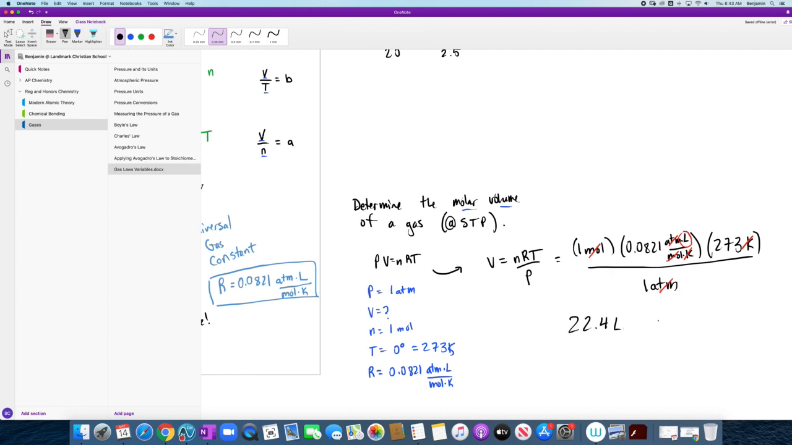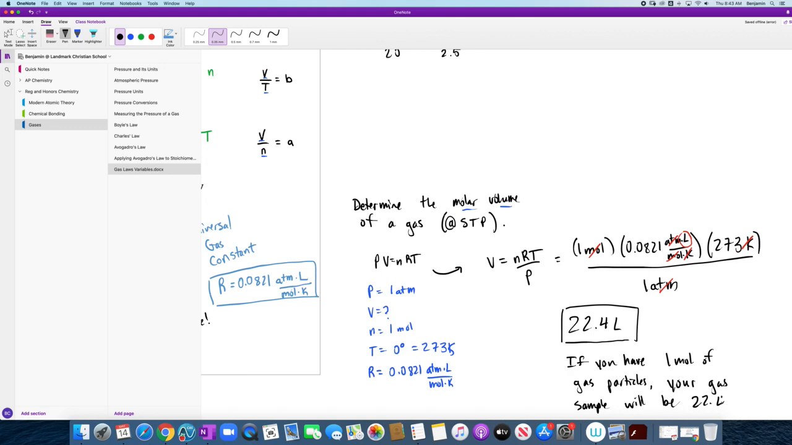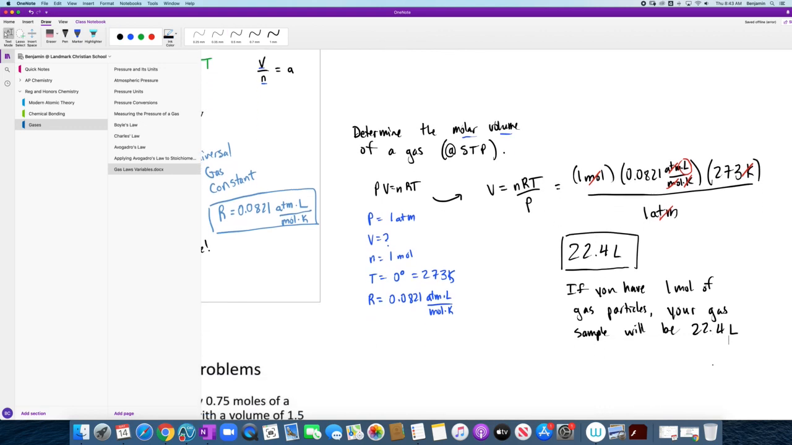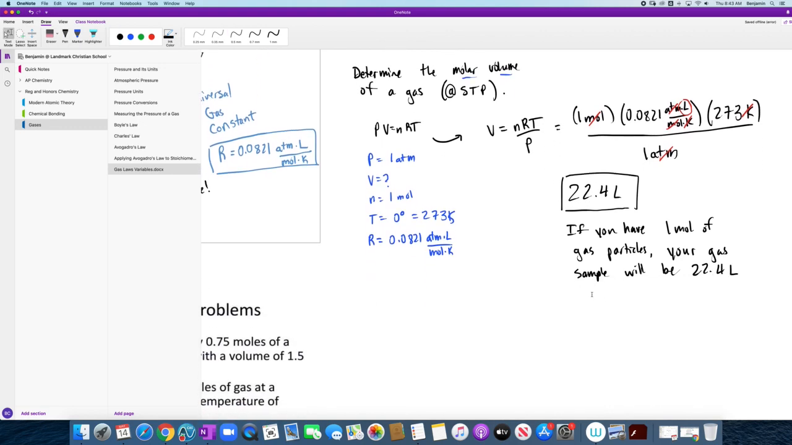22.4 liters. The significance of this is that if you have 1 mole of gas particles, your gas sample will be 22.4 liters at STP.